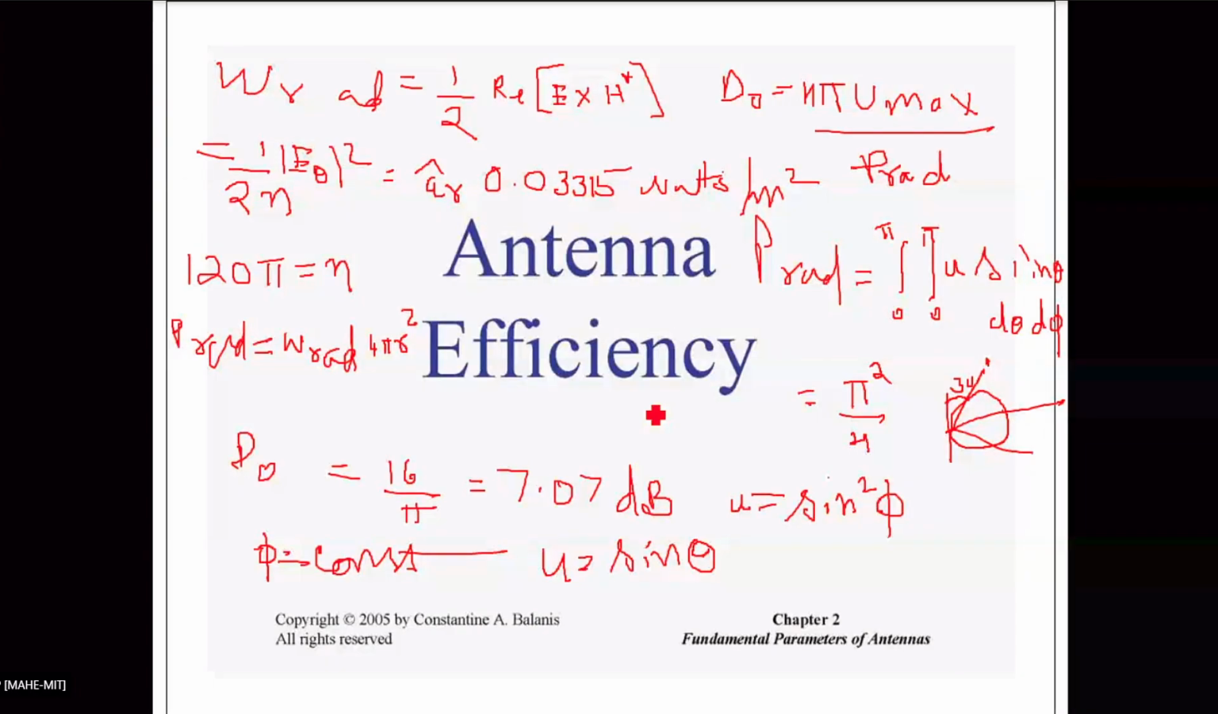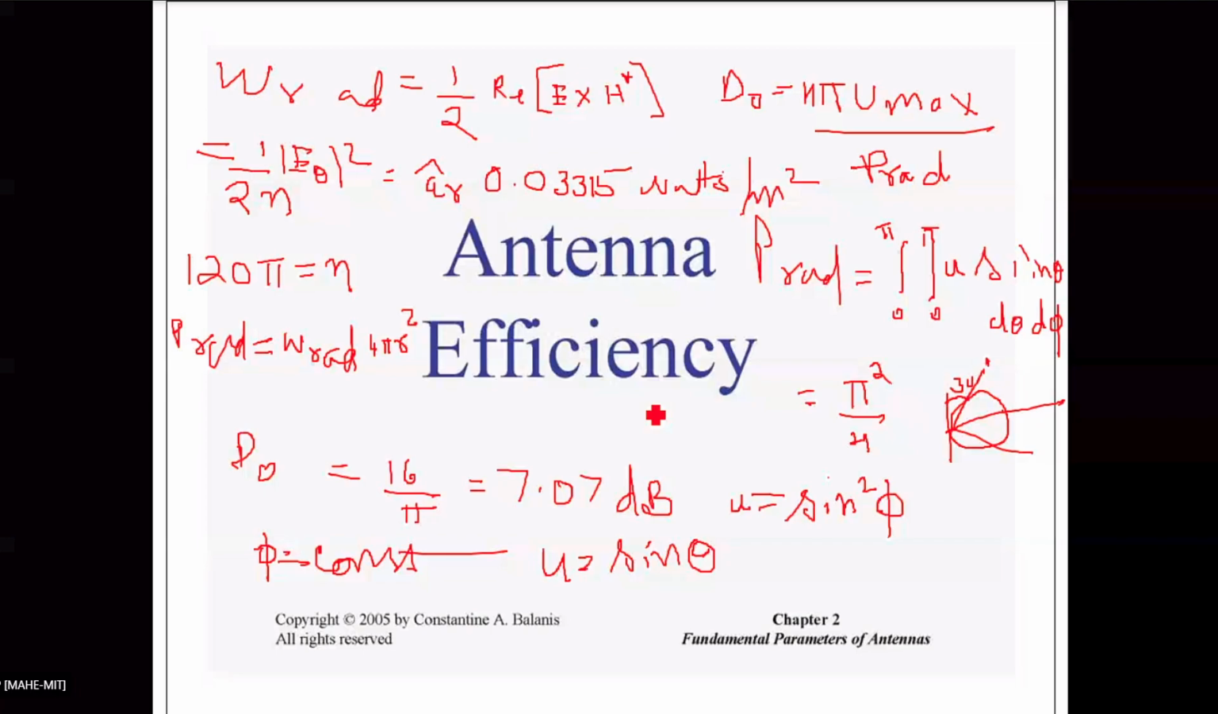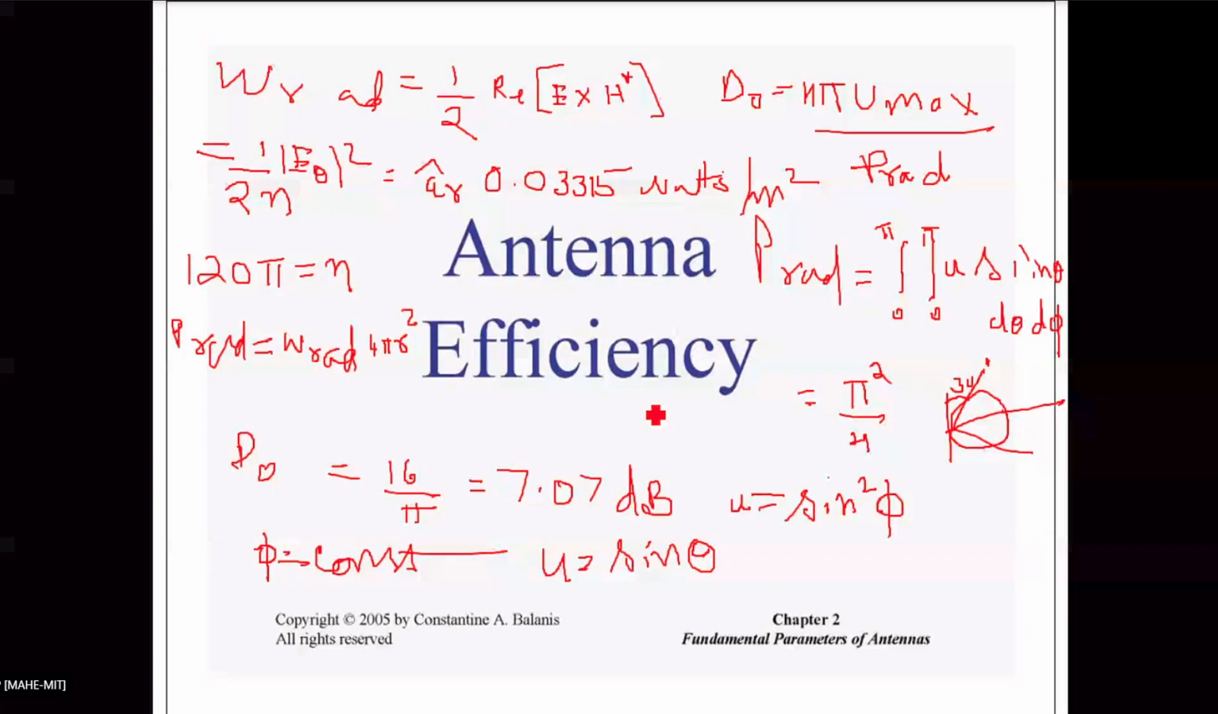Okay, the numerical problem. Have all of you noted down the problem? Yes, sir. First find B naught. P rad is given, so use the formula for P rad. Sir, I'm getting 6.366. Yes, very good. Next, go to the second step.